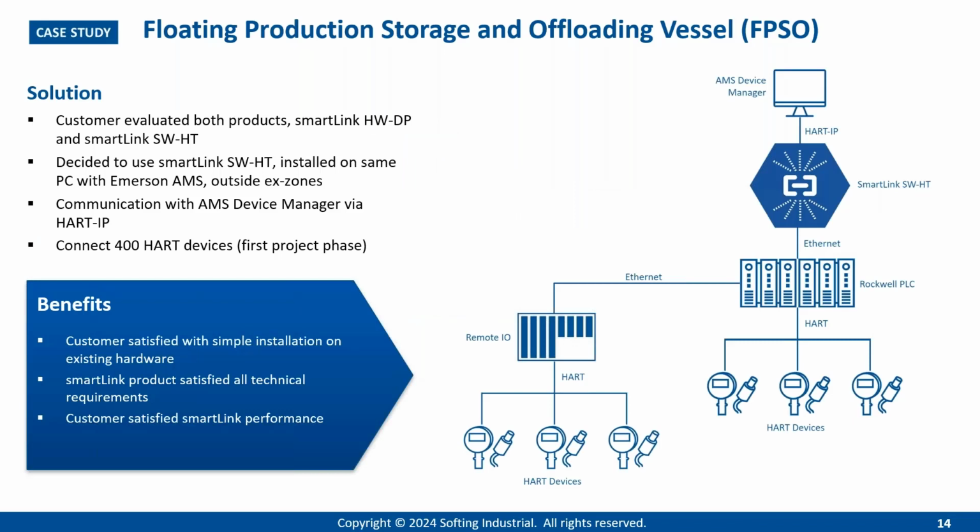So the customer tried both SmartLink versions. You've just seen we have a hardware product and a software product. Eventually they decided to use the software version. As far as we understand, also because that allowed the customer to just use hardware that is already in place, so to say. So it's now the software product installed on the same PC, which also runs Emerson AMS components. Yeah, technical architecture along the lines that Thomas just has shown. Here, HART IP for northbound communication, and as already said, around 400 devices connected here in the first stage.